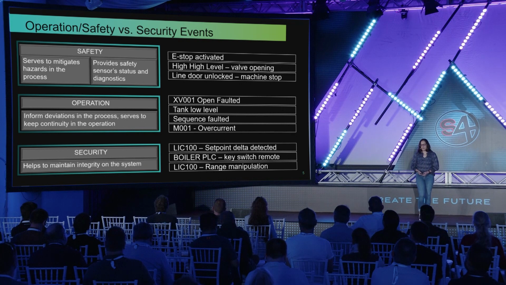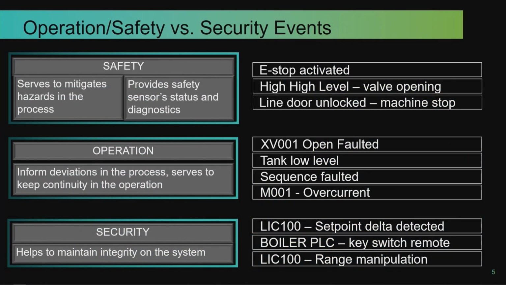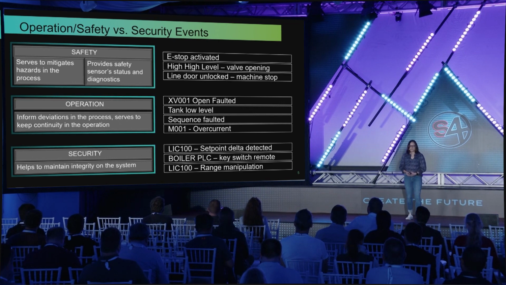So we have safety, operation, and security. Please don't mix up all those alarms, because being in the plant and seeing a lot of alarms just popping up, suddenly the operators will not be interested in taking care of those alarms. Safety is mainly to mitigate hazards, operation will inform of deviations in the process, and security is, as you all know, the integrity of the system.